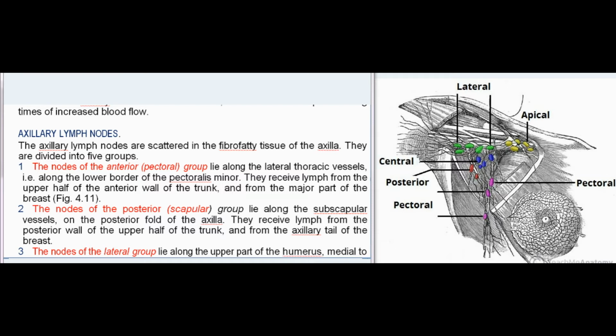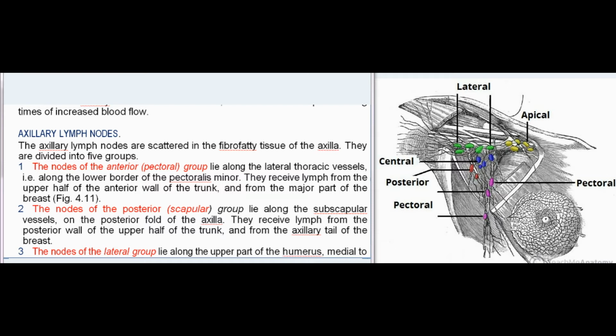1. The nodes of the anterior, pectoral, group lie along the lateral thoracic vessels, i.e. along the lower border of the pectoralis minor. They receive lymph from the upper half of the anterior wall of the trunk, and from the major part of the breast, Fig 4.11.